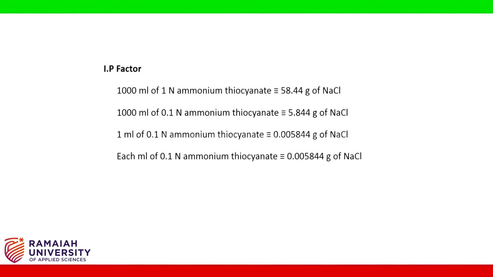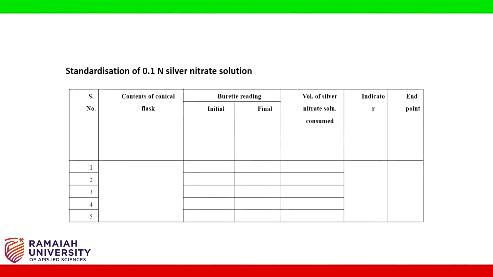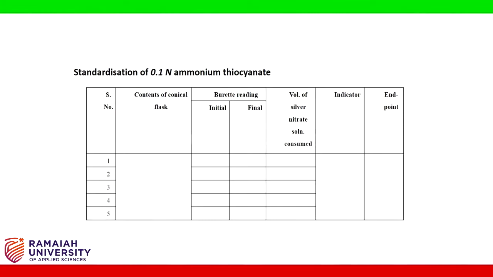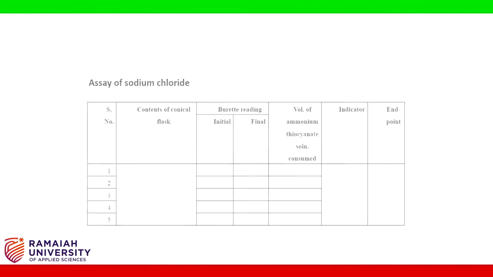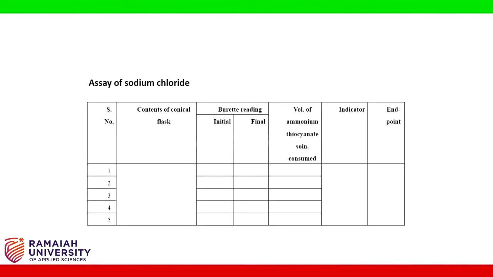IP factor: each ml of 0.1 N ammonium thiocyanate is equivalent to 0.005844 grams of sodium chloride. The titer values for standardization of 0.1 N silver nitrate solution and the titer values for standardization of 0.1 N ammonium thiocyanate are tabulated. The titer value for the assay of sodium chloride is also tabulated.